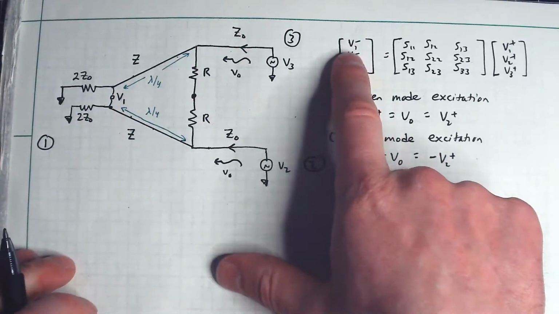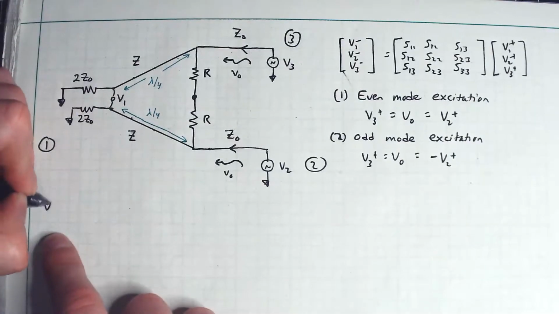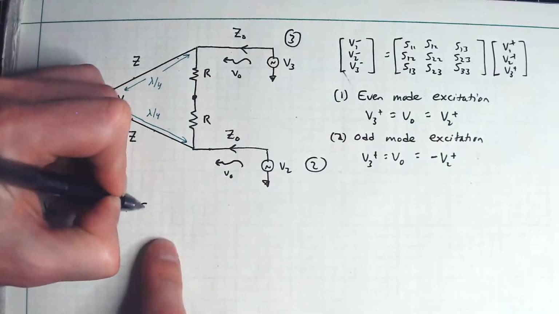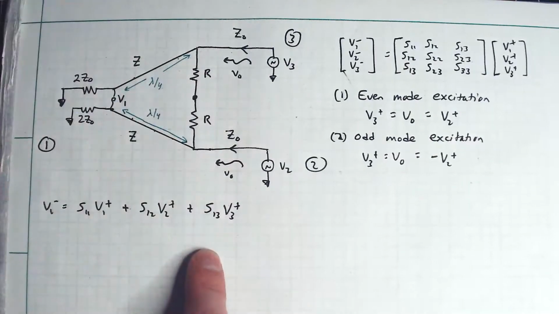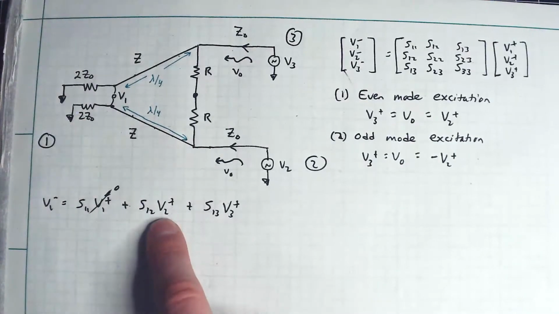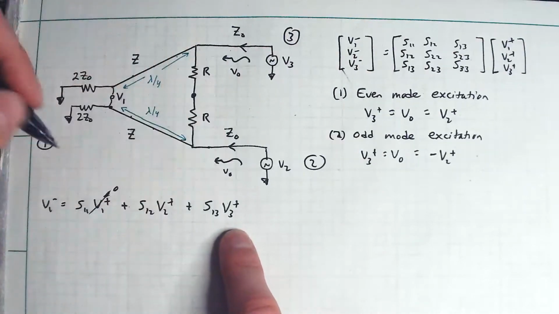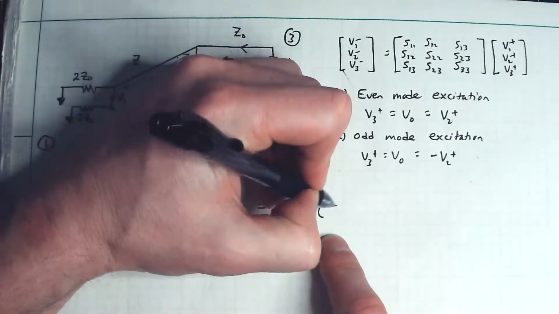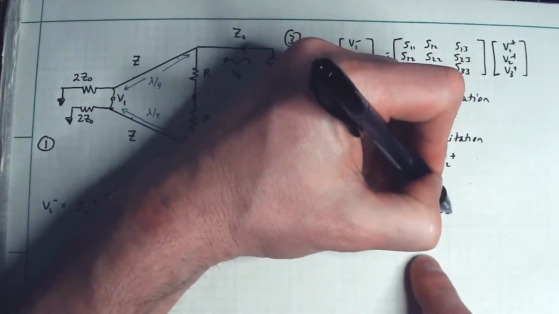So for example, let's take a look at the scattering matrix here. Remember, I have V1 minus is equal to S11 V1 plus plus S12 V2 plus plus S13 V3 plus. So what I've done is I've essentially set the first term to 0, and this term here for the even case is going to be V naught, and this will also be V naught. So for case number 1, I will have V sub 0 times S12 plus S13. So that is for the even case.